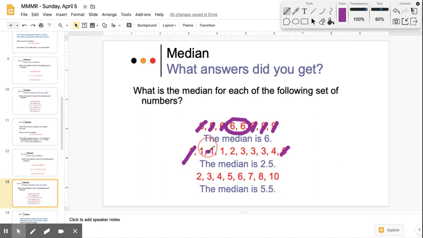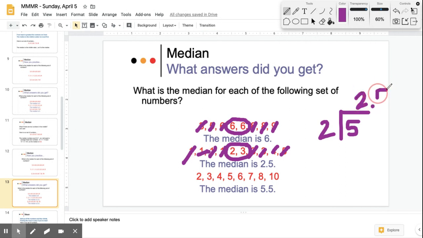For the second example, I'm going to use the same strategy. And it gets down to 2 and 3 in the middle. So right in the middle of 2 and 3 is going to be 2.5. So the median is 2.5. You could have also added, like the previous slide said, 2 plus 3 is 5. And then if you were to take 5 and divide by 2, because you added 2 numbers, that is going to come out to 2.5.